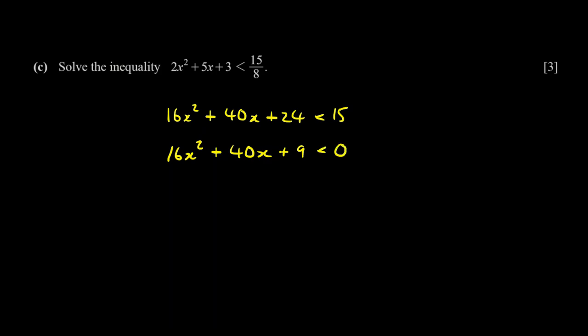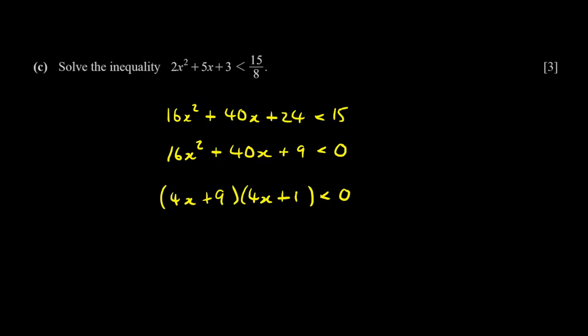And I'm going to factorize this. So 4x and 4x is less than 0. And you're looking for two numbers. They're going to multiply together to give 9. They're going to combine together to give 40. So the way I'm going to choose this is I'm going to go for plus 9 and plus 1, right?